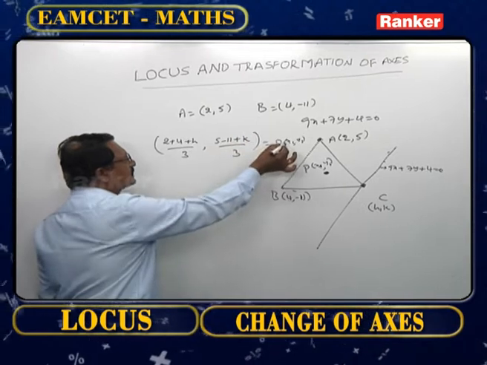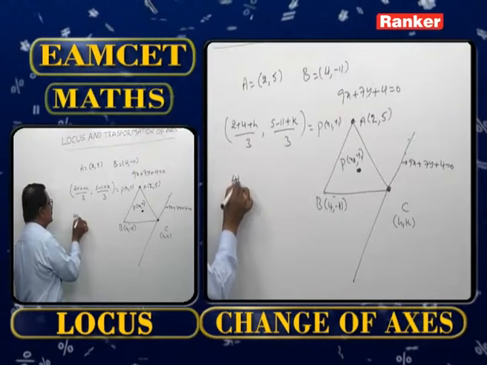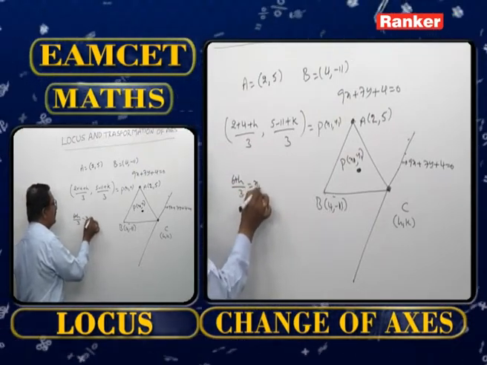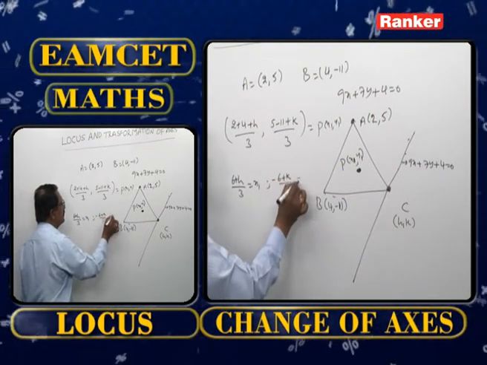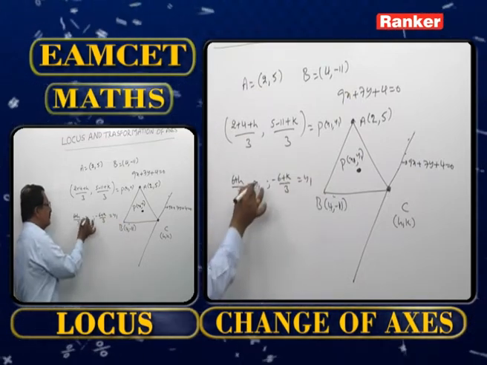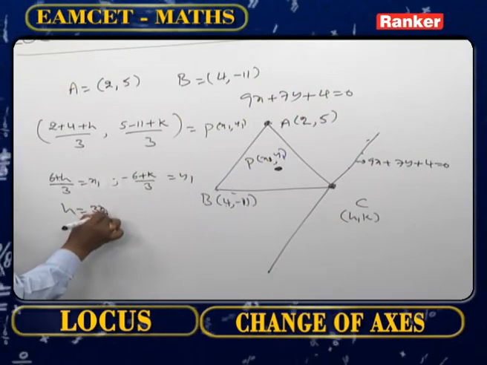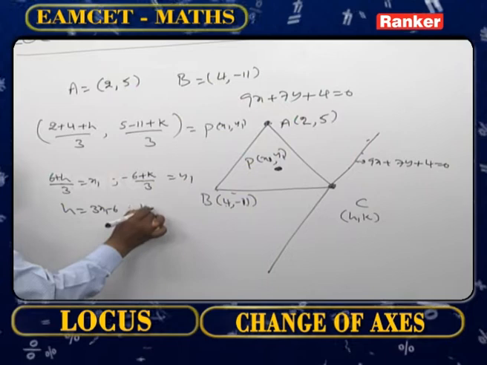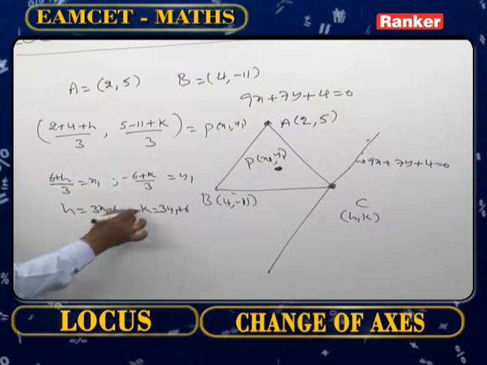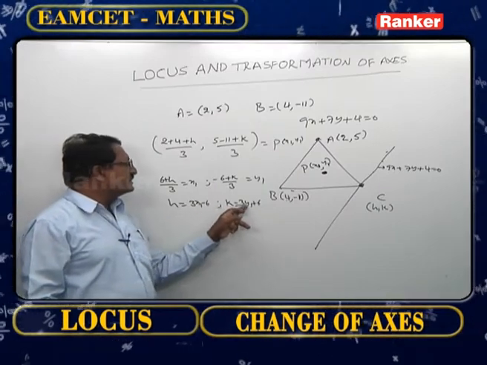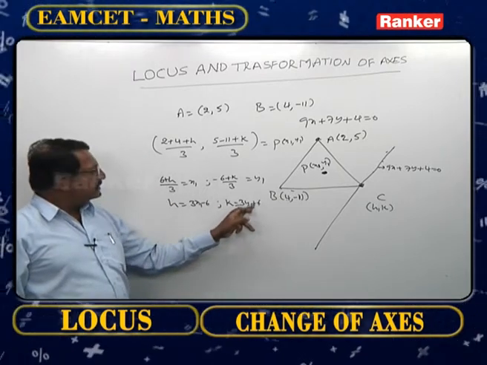Now by equating x coordinates, we get (6 + h)/3 = x1. Similarly, equating y coordinates, (-6 + k)/3 = y1. Now from the first equation we get h = 3x1 - 6. Similarly, k = 3y1 + 6. So h = 3x1 - 6, k = 3y1 + 6.